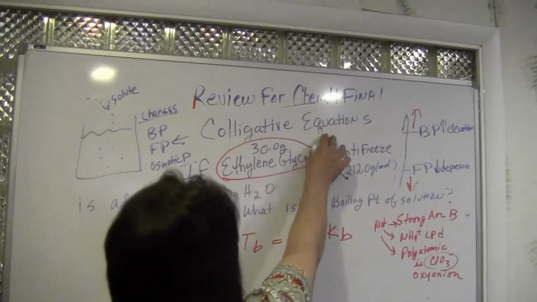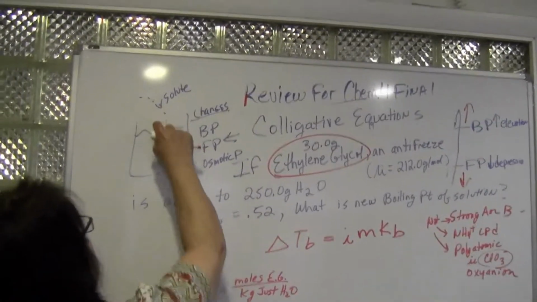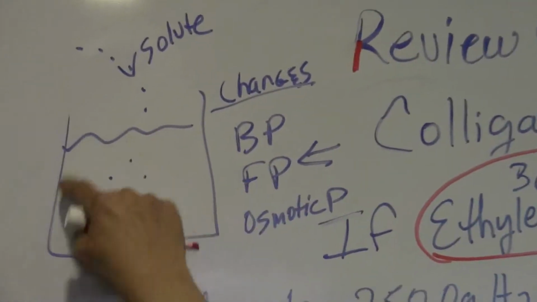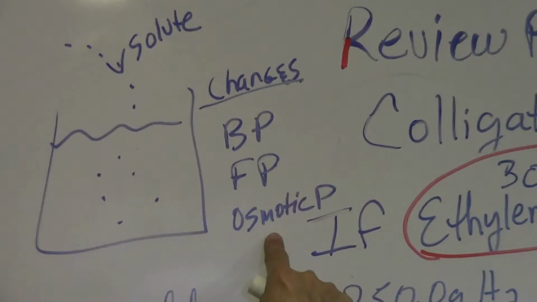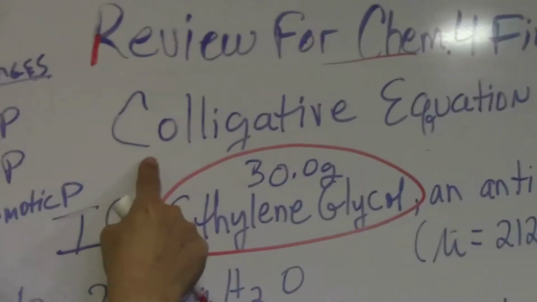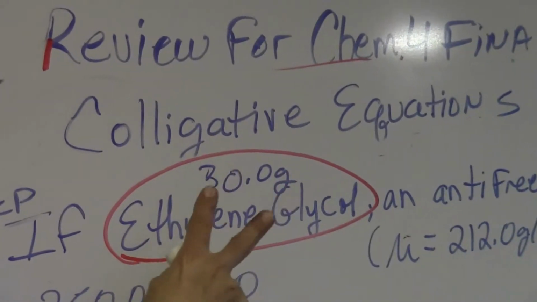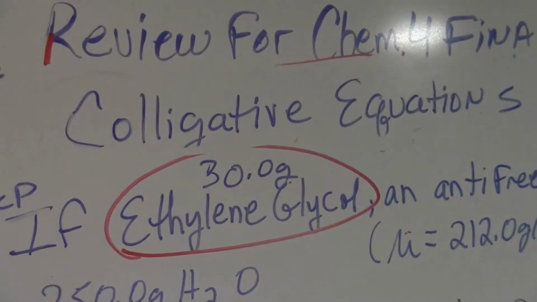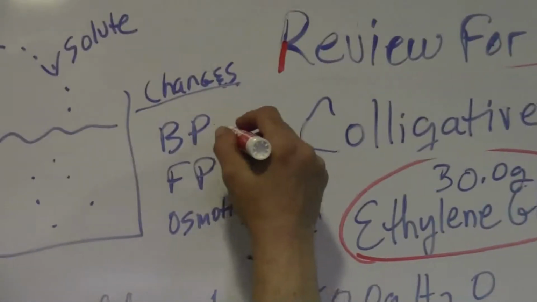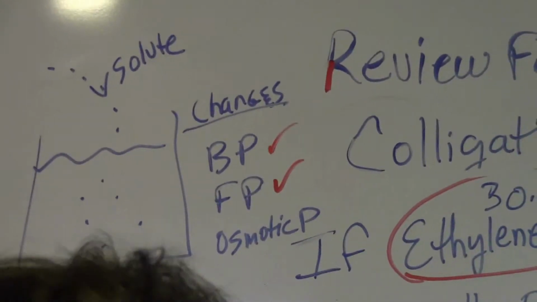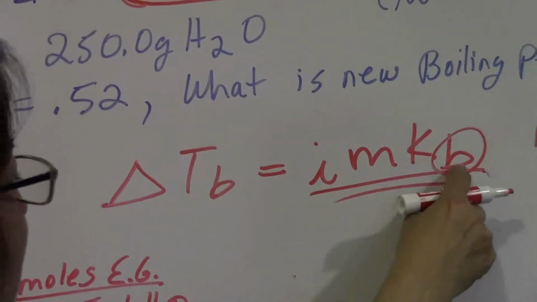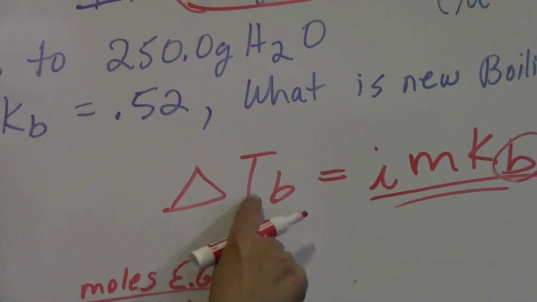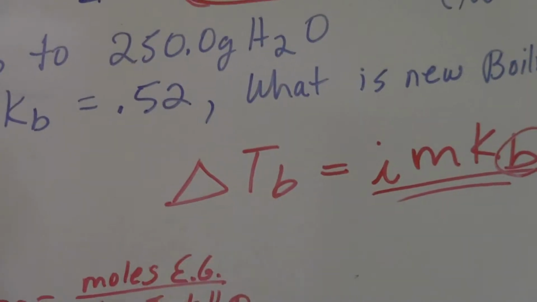Remember, colligative equations pertain to when you add a solute to water, you get changes in boiling point, freezing point, and osmotic pressure. The changes are based upon the number of particles that ionize. That's why we call them colligative properties. We've covered freezing point, and now we're going to cover boiling point change, which is basically the same formula as freezing point, but instead of K sub F, we have K sub B, and instead of change in freezing temperature, we have change in boiling pressure.